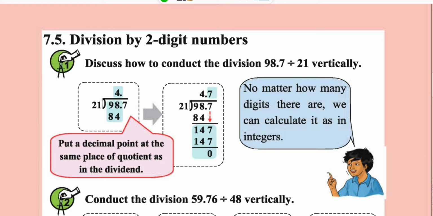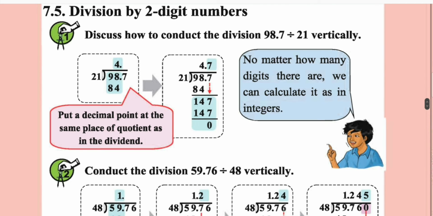Okay, the allotted time is up. Let's come back to the original discussion. Division by 2-digit numbers. Now we'll do the division with 2 digits.